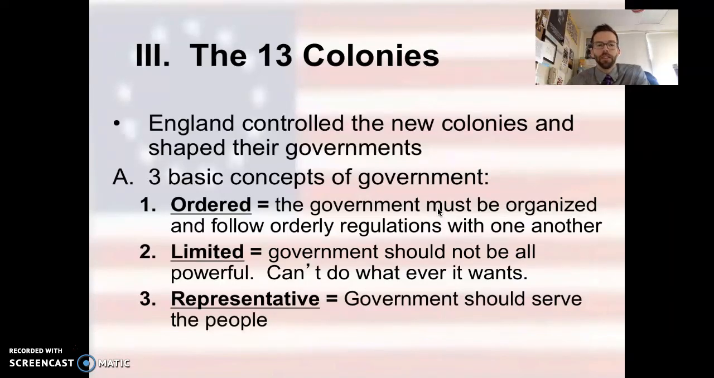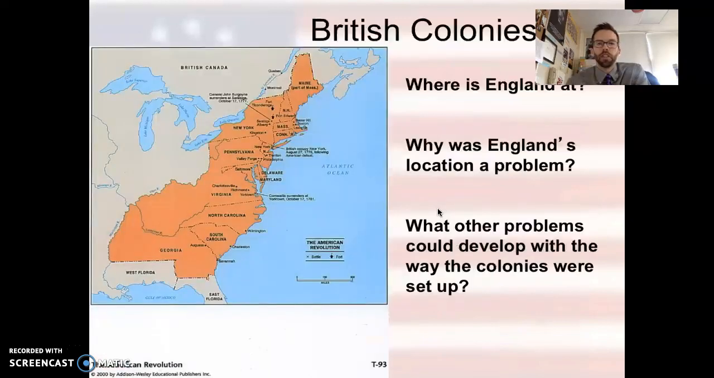There have to be limits on that government, what it can do, what it cannot do, and government needs to serve and represent the people. So these three ideas: you need to have some sort of order, it's not all-powerful, and it represents the people. These are really the founding basic governmental principles that we'll see throughout American history and the history of government in our country.